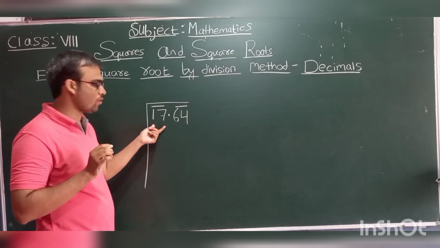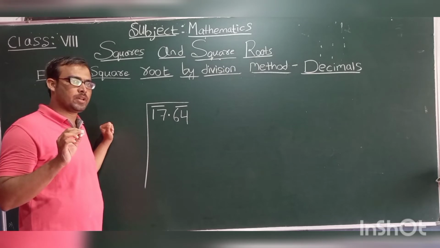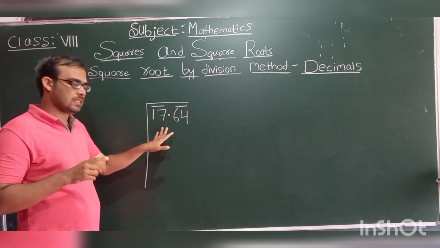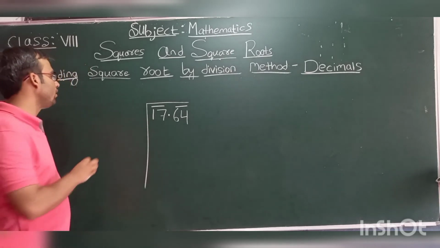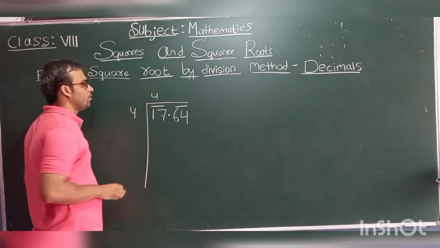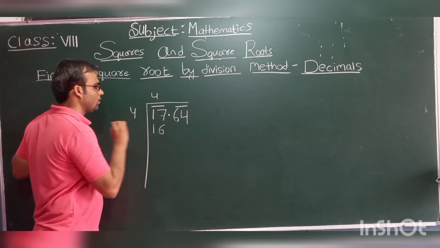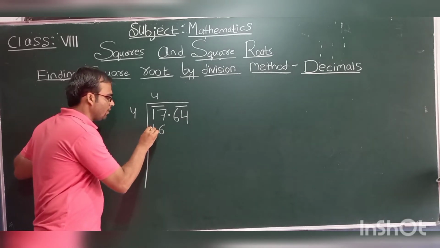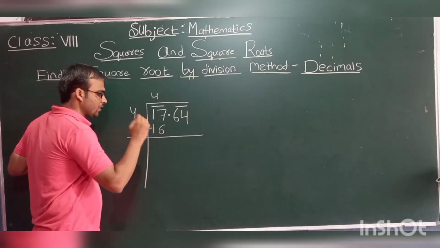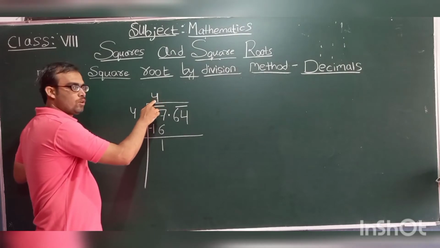Here the dividend is what? 17. So what is the next step? We need to take the largest number whose square is less than or equal to 17. Here I will take 4. So write 4 here also. Now 4 4s are 16, 4 4s are 16, minus. Students, 17 minus 16 is what? 1. Now the quotient is 4.